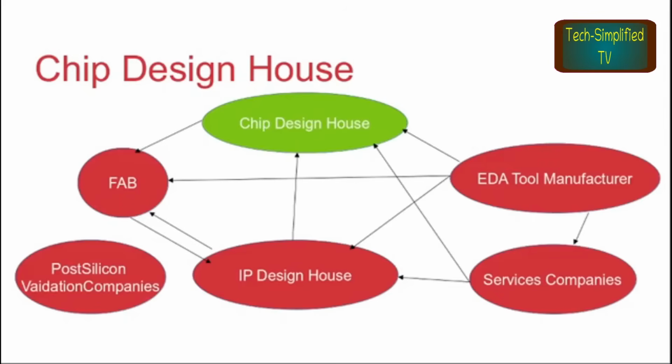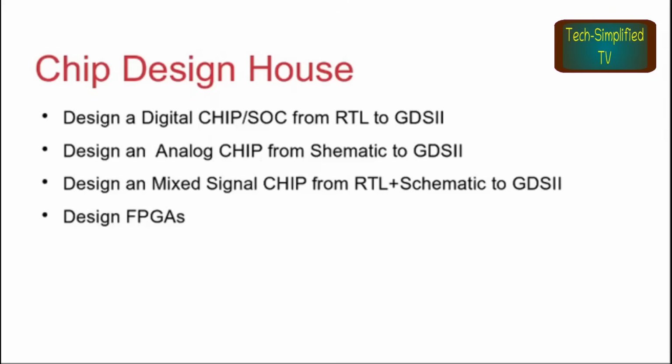The next block here is the chip design houses. What do they do? If it is a digital chip, they will make the SoC from RTL to GDS2. If it is an analog company, they will start their design with the schematic, go to layout, and finally stream out to GDS2. If it is mixed signal, then they will combine both the RTL and schematic at the beginning for their digital and analog blocks, and the combined mixed signal flow will continue up to GDS2. And also the FPGA companies will design FPGAs.